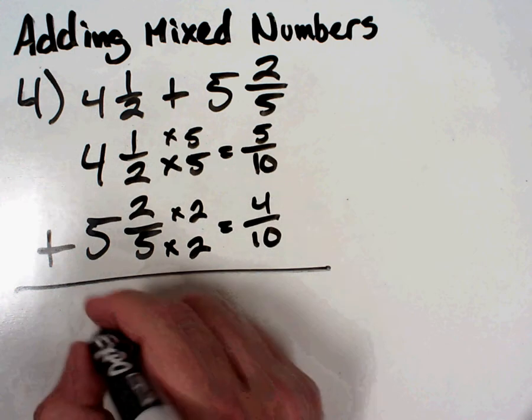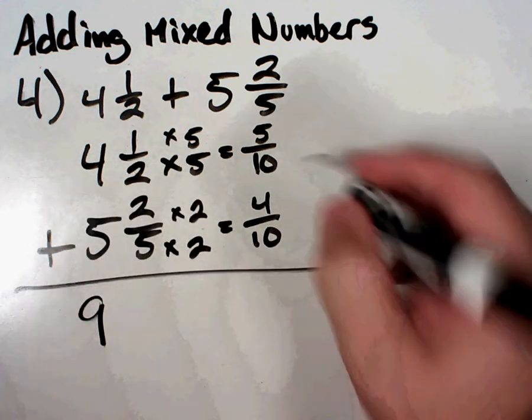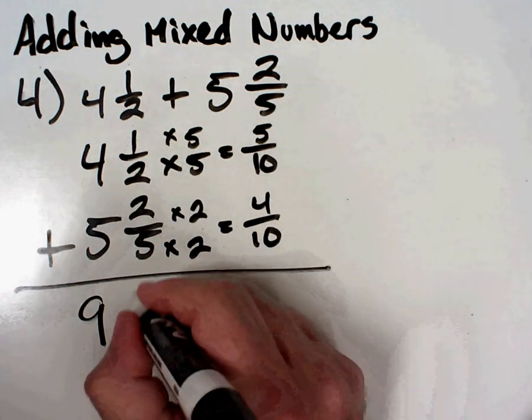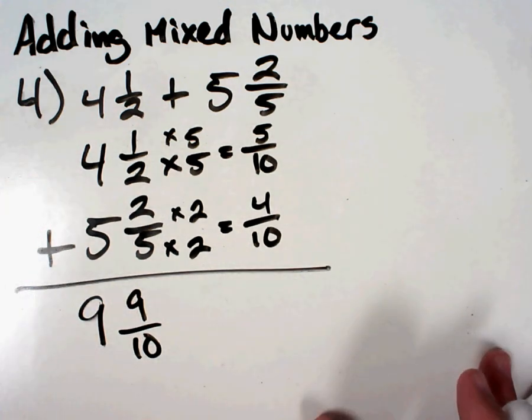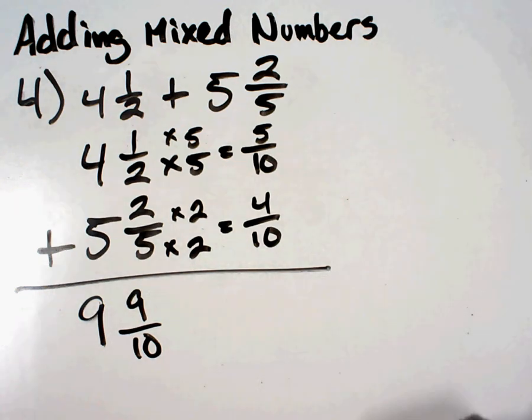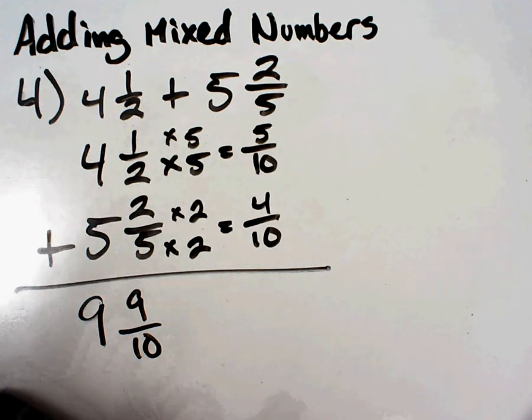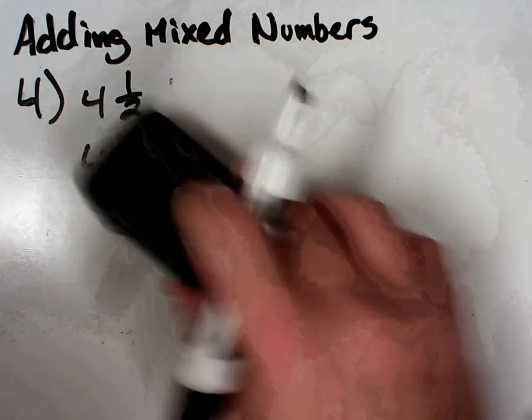4 plus 5 is 9. 5/10 plus 4/10 gives me 9/10. Like that one. Nice and cut and dry. No reducing, no simplification, no regrouping. All right, on to number 5.